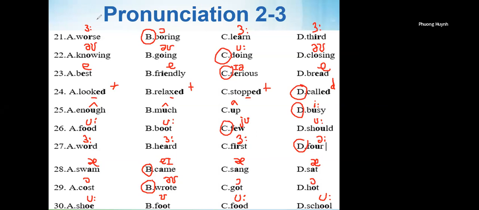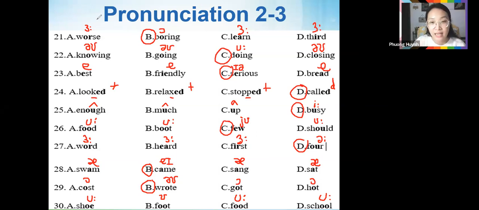28. Swam, came, sang, sat. 29. Cost, wrote, got, and hot. And 30. Sorry, 30. Shoe, foot, food, and school. Okay.